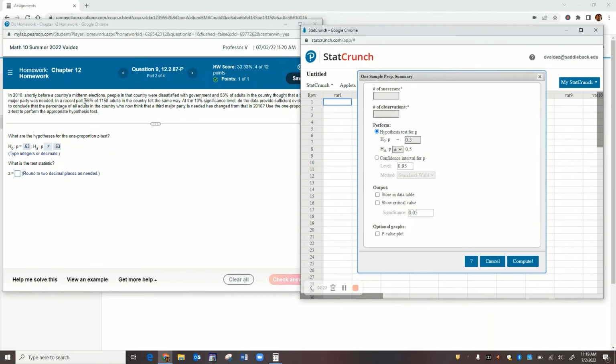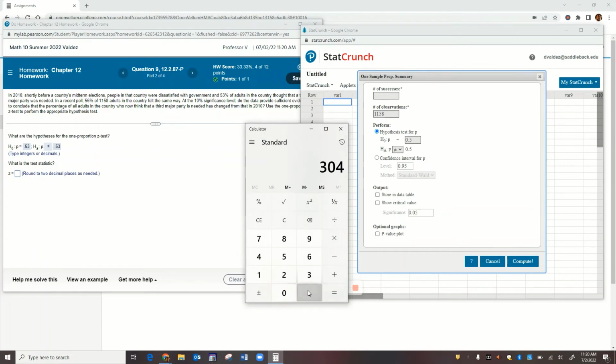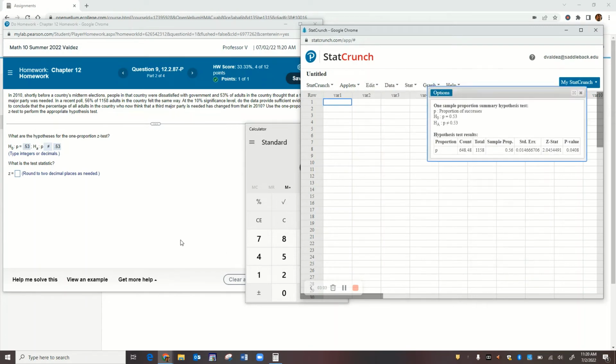Okay, again, they didn't give us that. They told me in this recent poll, this is the sample, there were 56% of 1,158 adults. So the number of observations was 1,158. And the number of successes is 56% of n. So I'm going to take 0.56 and multiply by 1158. And that is 648.48. Okay. And then perform hypothesis test that p is equal to 0.53. Alternative is that p is not equal to 0.53.